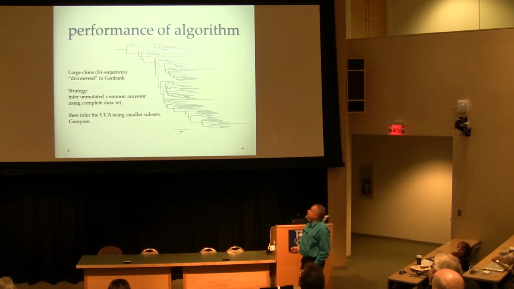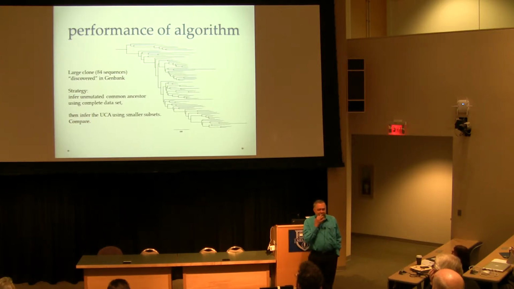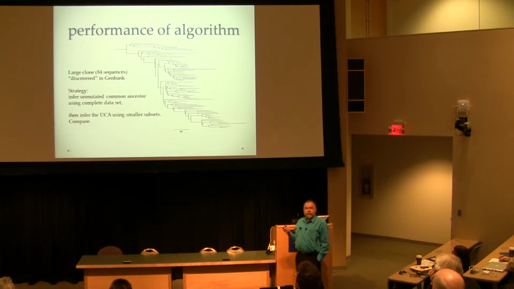To test this, I looked at the 37,000 human heavy chains that one can find in GenBank, and I poured through all 37,000 looking for genes that appeared to be clonally related to each other. And there are actually several very large clones in GenBank, and one of them contains 84 sequences.